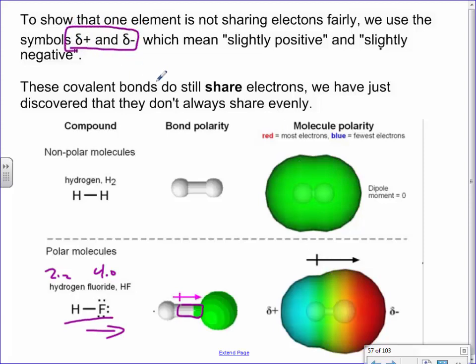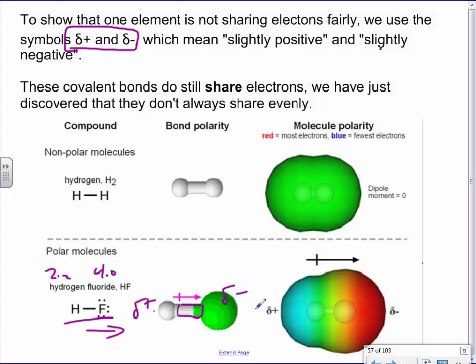It's the Greek symbol, I forget which one it is right now. It's a Greek letter, and it means slightly. So sometimes what we would do is put slightly negative on this side and slightly positive on this side, thereby indicating that this side of the molecule is taking the electrons just a little more often, and that means these guys right here have to be the positive ones left over.